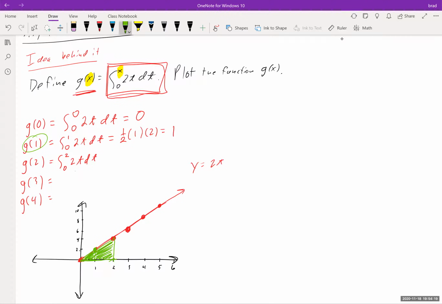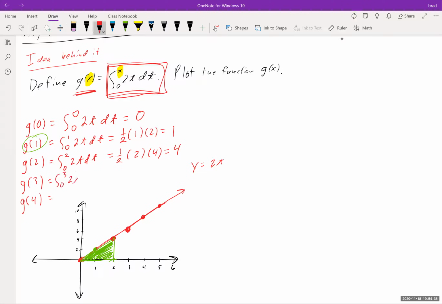And so we have that. Now what's the base of this new triangle? That base is 2. So we're going to do 1/2 base of 2 times the height of 4. So that would be what? 4, right? Now let's do another one.